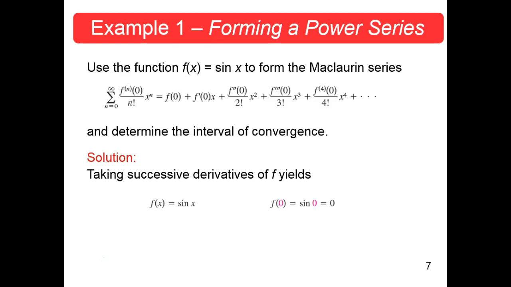If f of x is sine x, this is a general form. Then this would be sine at 0, which is 0. This is cosine at 0, which is 1. This is negative sine at 0, which is still 0. This is negative cosine at 0, so this is then a minus this.